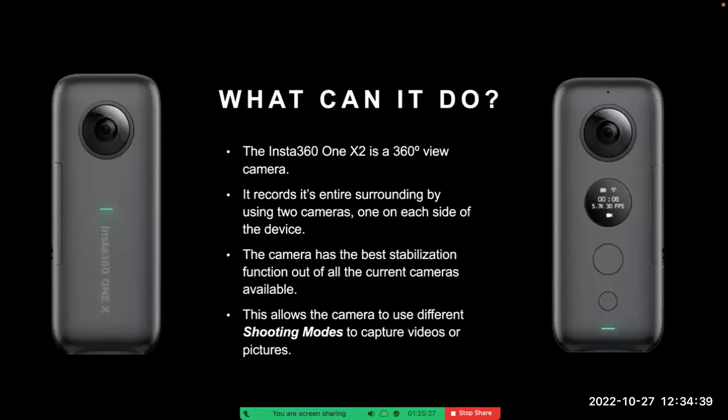So this here is a picture of the 360 camera. This is an INSTA360 ONE X2, which is the one that we are using in CETL. So what can the camera do? The INSTA360 ONE X2 is a 360 view camera. Essentially, it records its entire surroundings by using two cameras, one on each side of the device. This camera as well has the best stabilization function out of all the current cameras available, which makes recording so much easier. It also allows you to use different shooting modes to capture videos or pictures.